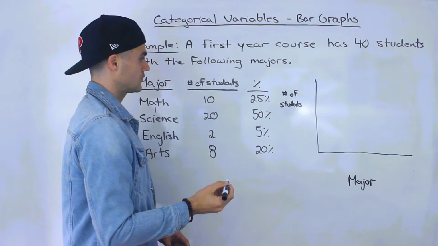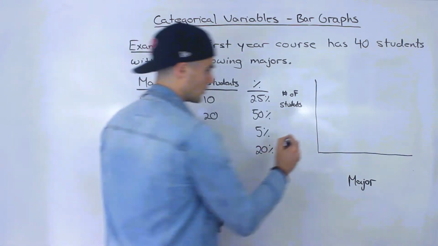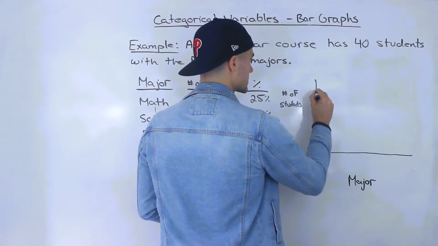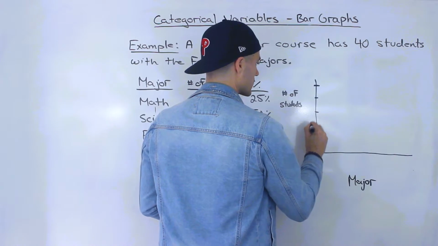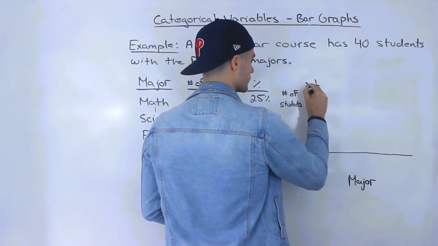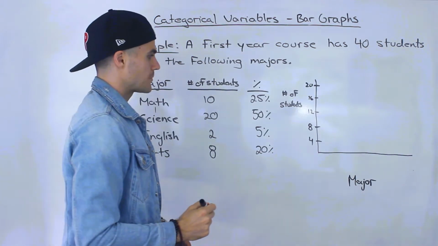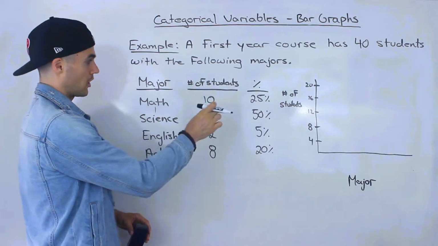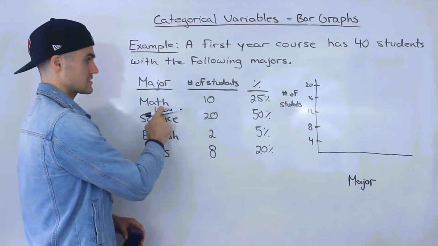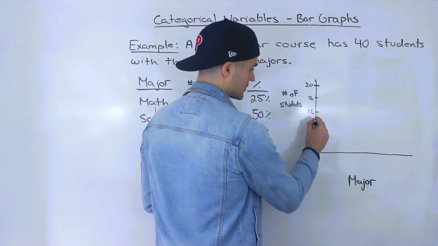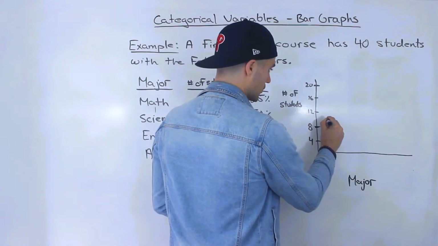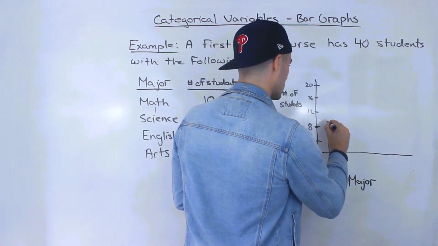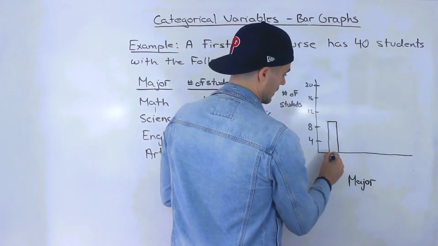You want to pick some kind of scale to go up by. So we're going up to 20, so let's go up by 4. So we'll have 4, 8, 12, 16, 20. Let's write these out. And now what happens is you go through each categorical variable and then you plot it with a bar. So notice how there are 10 students in math. So notice that 10 is between 8 and 12 in the middle here. So what you would do is you would make a bar, maybe it should be a little lower, like that.